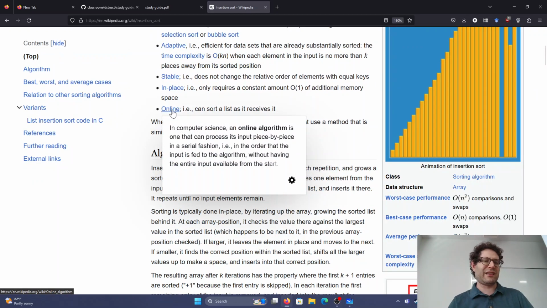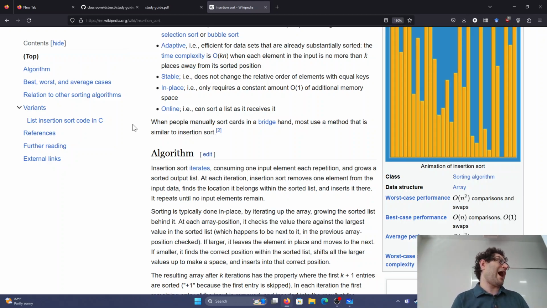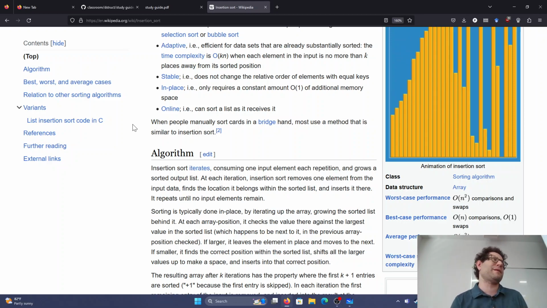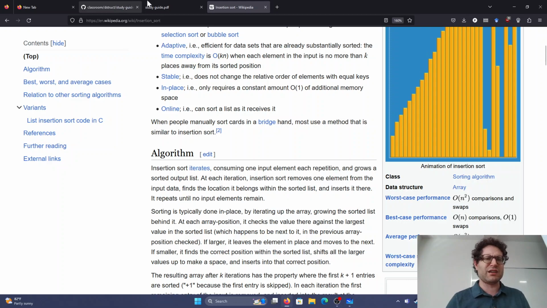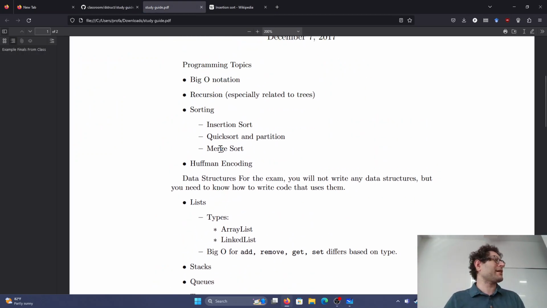And finally, it's online, which means that you can work on sorting your data as you're receiving it. If you're busy sorting a bunch of papers and then somebody dumps more papers on your desk, you don't have to start over. A bunch of other algorithms you're going to need to start over. So we care about it for those reasons.